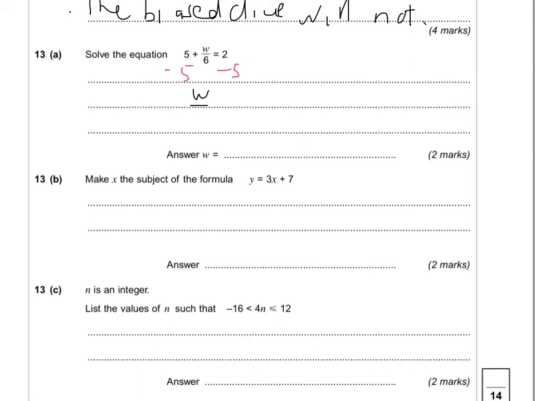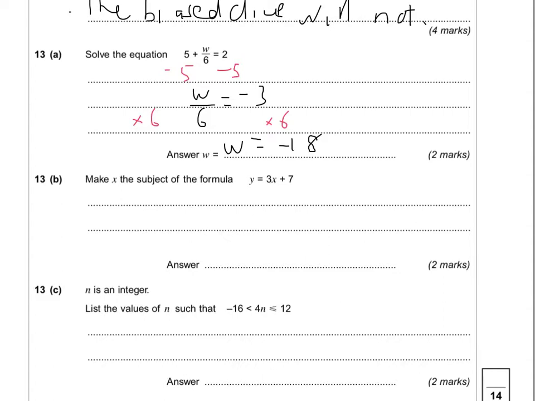If you do that, you have w over 6 equal to, 2 take 5 is minus 3. And then times both sides by 6, to get rid of the divide by 6, I have to do it to both sides, and we should get the answer w equals minus 18. Of course, you could do it slightly differently.